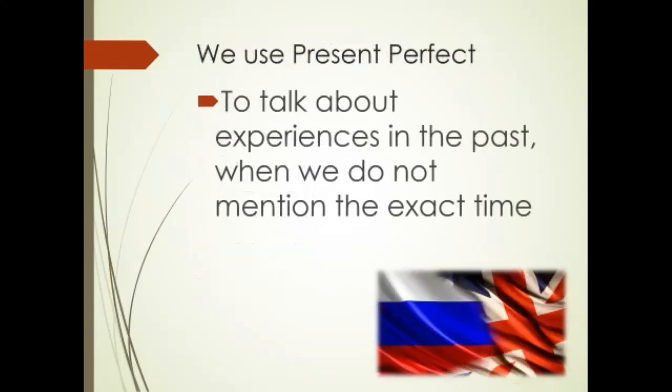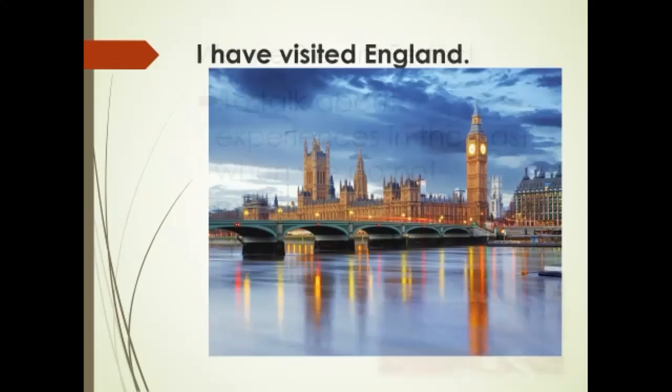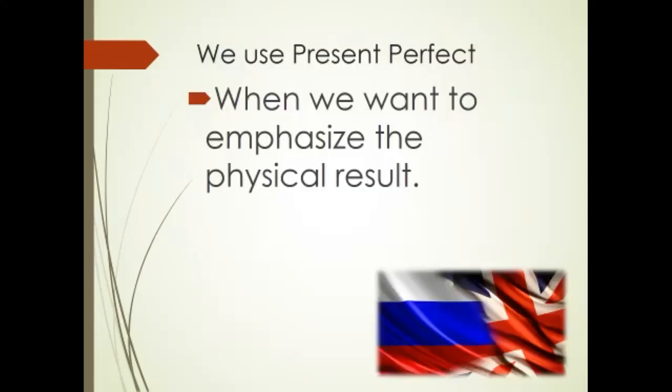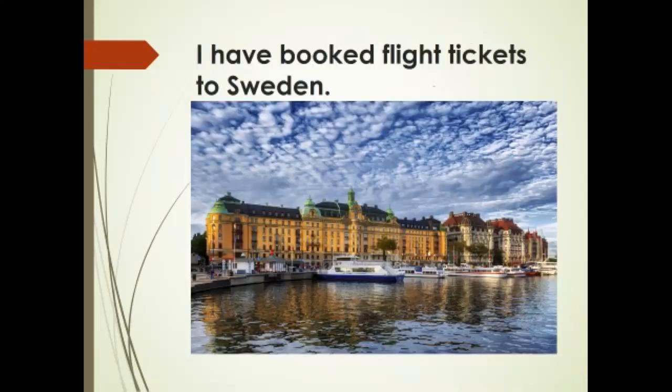So now let's discuss when present perfect is used. First, we use present perfect to talk about experiences in the past when we do not mention the exact time. For example, I have visited England. Also, we use present perfect when we want to emphasize the physical result. I have booked flight tickets to Sweden.